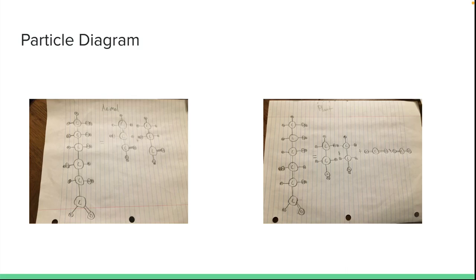These are my particle diagrams. You can see for the animal side, we have glucose is equal to 2 lactic acid. And then we have, for the plant side, glucose is equal to 2 ethanol and 2 carbon dioxide.